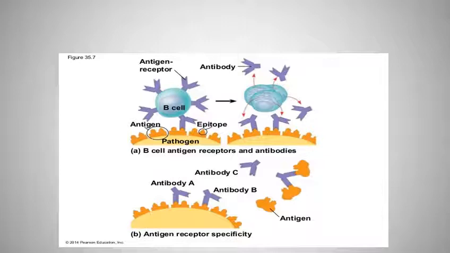Okay, so you find antigens A, B, C. They have different structures. So they are very specific, in that they bind only to that particular type of epitope.